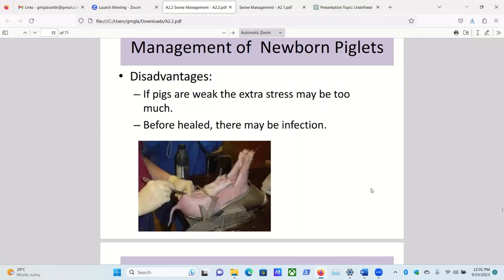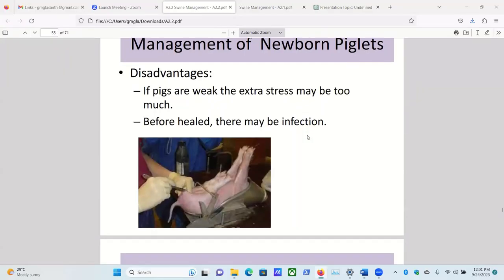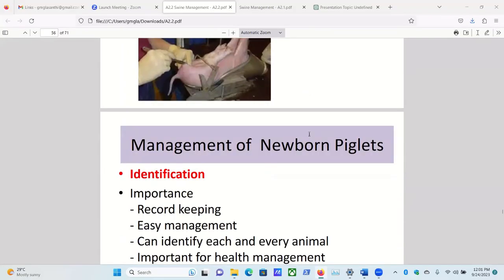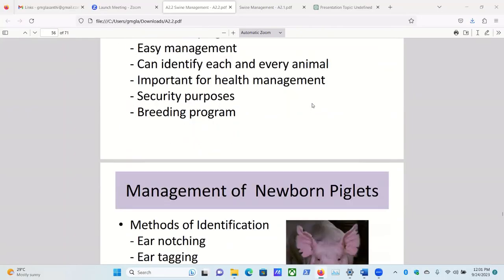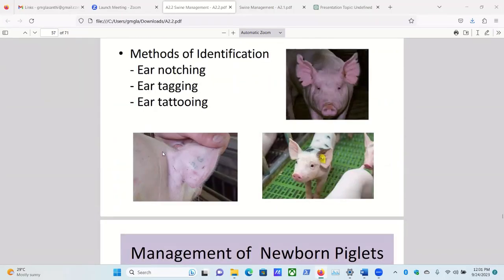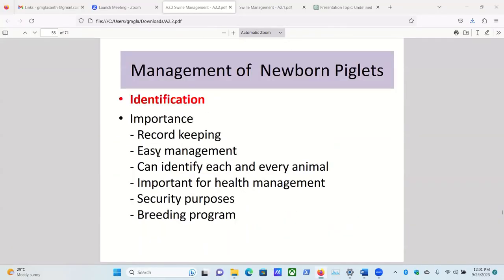So time is taken for healing. So those are the disadvantages of castration. So another one is the identification methods. There are 3 types of identification method. Animal identification is a must. Record keeping, easy in management, very much important in health management because we are keeping remarks, and for security purposes and to make the breeding program a success. So those are the importance of identification.